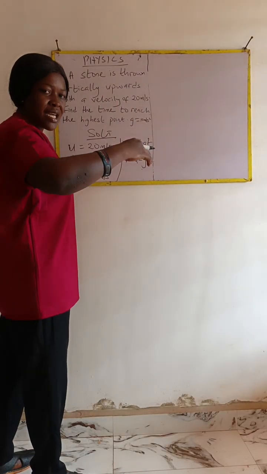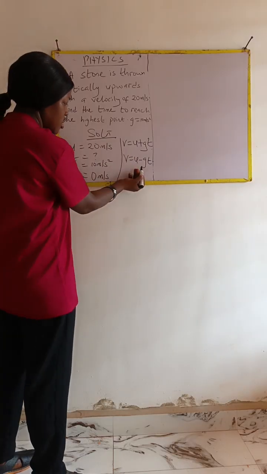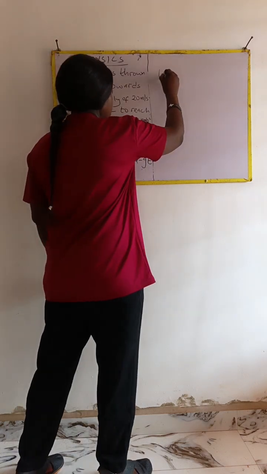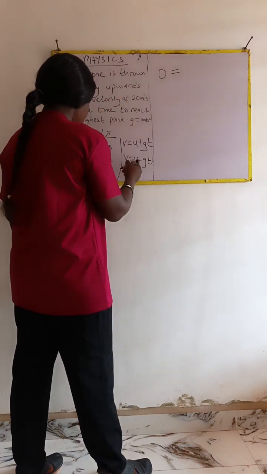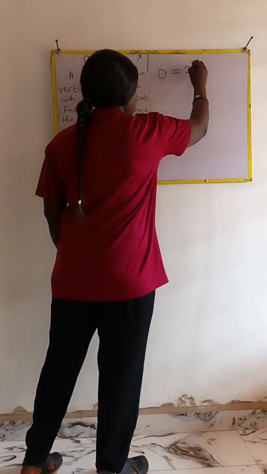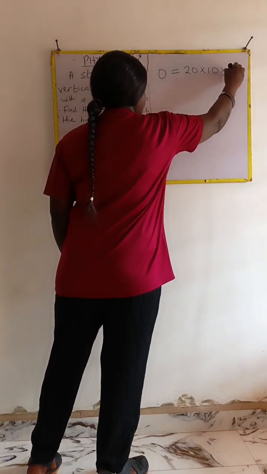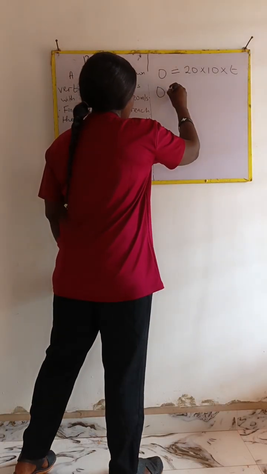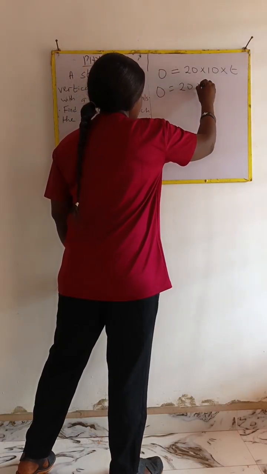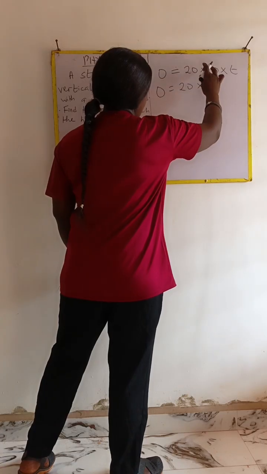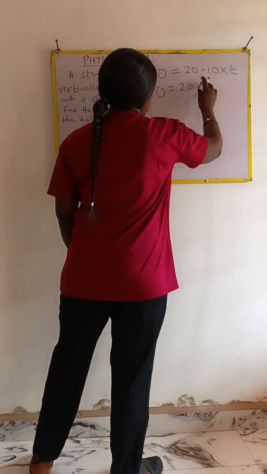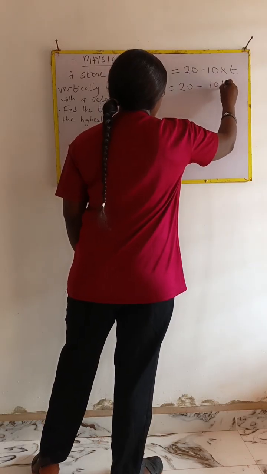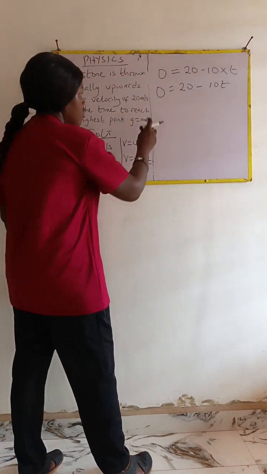So gravity will pull it down, right? That means we are using minus now. Good. Now with this, I will have 0 equals u, which is 20, minus 10 times t. Right? Good. Now I have 0 equals 20, sorry, here will be negative 10t.